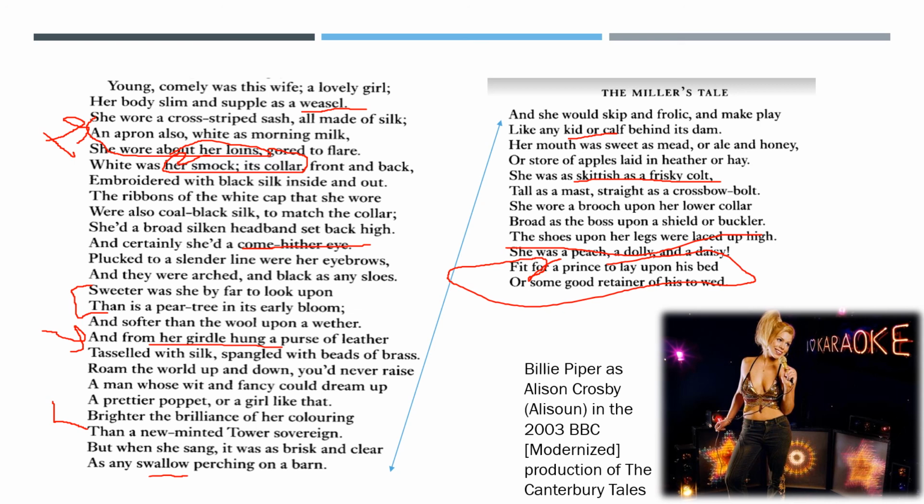Now, I also want you to pay close attention to all the comparisons to animals in here, all those similes. She's supple as a weasel, right? She sings like a swallow, like any kid or calf, any baby goat or baby cow behind its dam. She's as skittish as a frisky colt. A colt is a young horse, right? Think about how all these animal comparisons play into the objectification or the sexualization of Alyson.